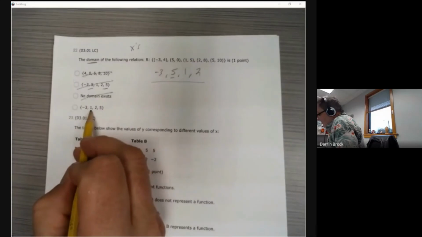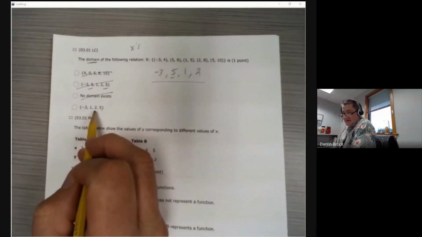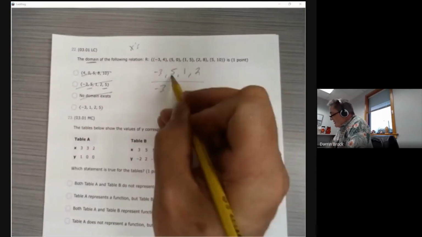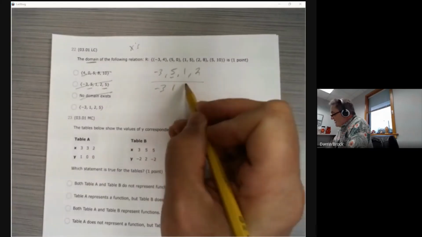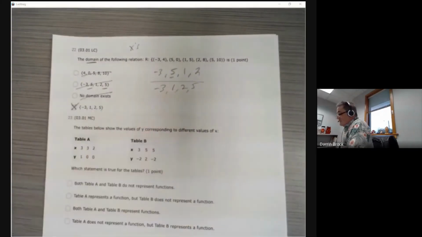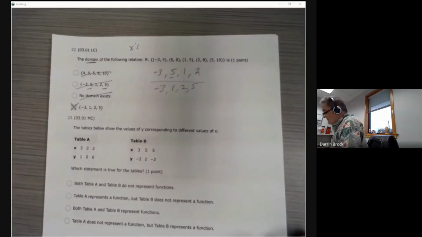-3, 1, 2, 5. Generally, when you list a domain, you're going to list it in order, smallest to largest. -3 is the smallest one. The next smallest one is 1, and then 2, and then 5. So this is our choice. List them smallest to largest. Same thing with the range. Domain and range, you list them smallest to largest.